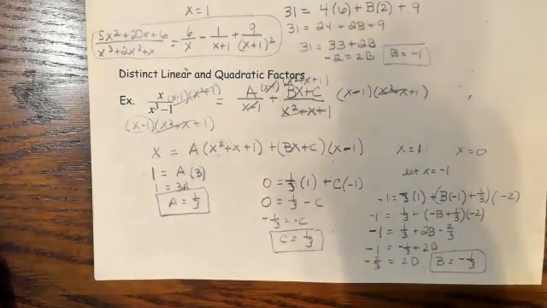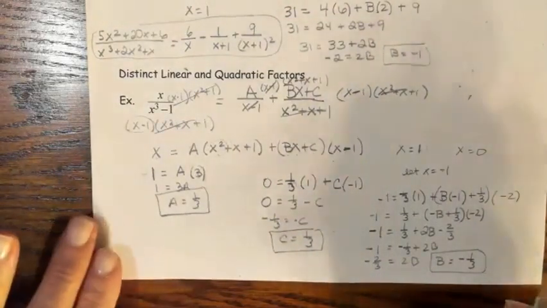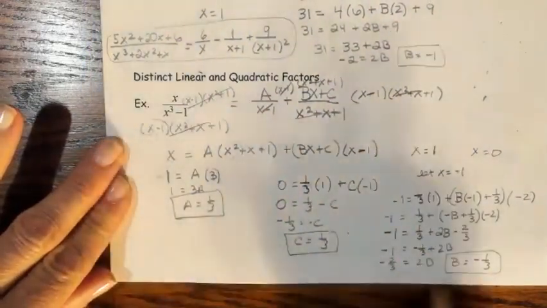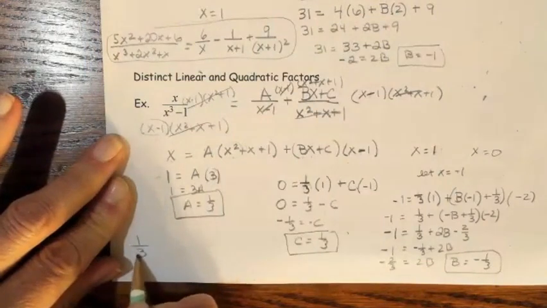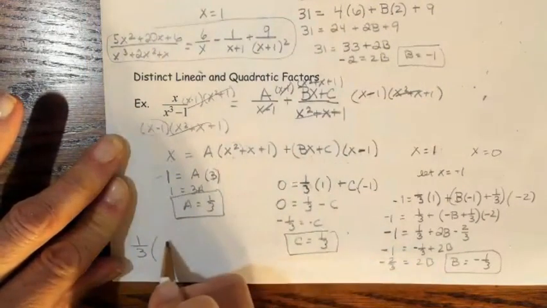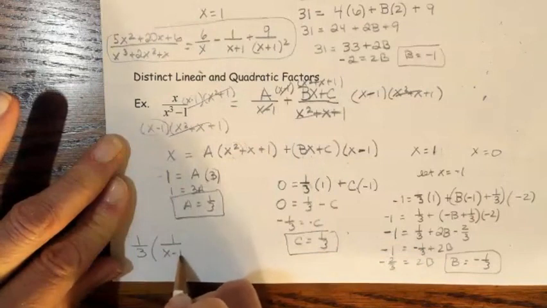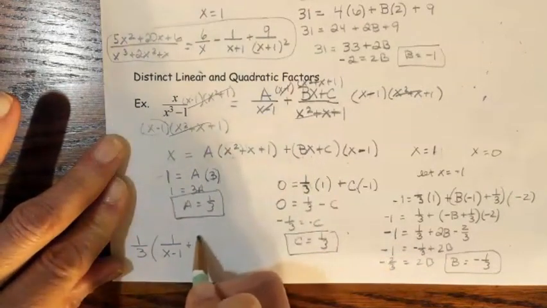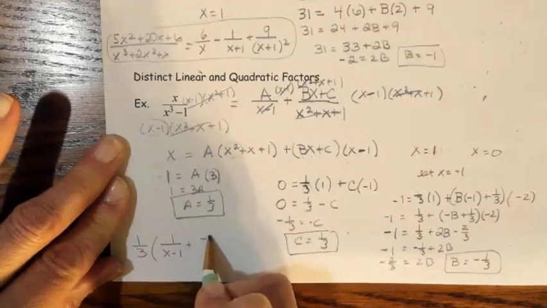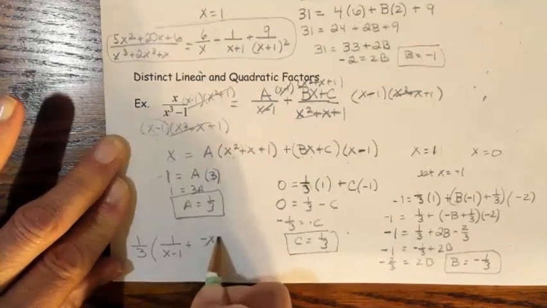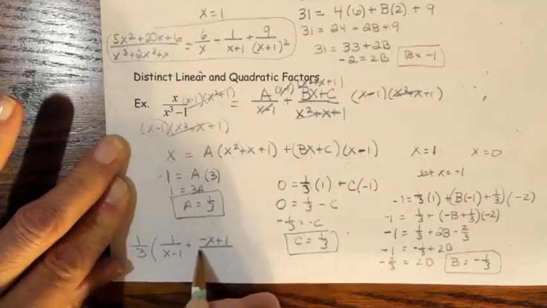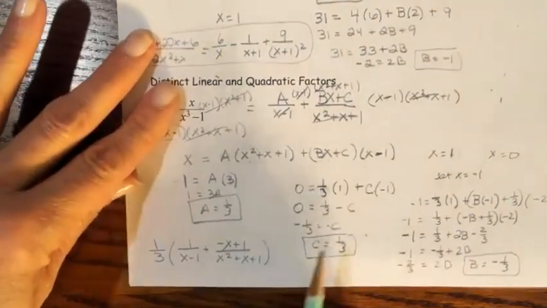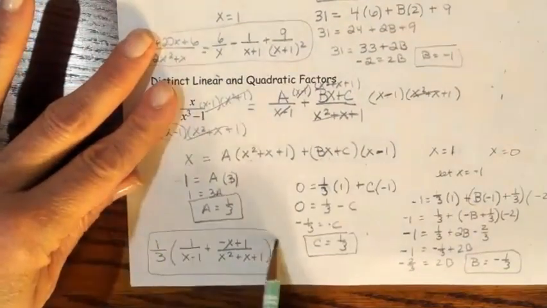And then your final answer is going to be, actually, I'm going to see how all of these factors have a 1/3 in them. I'm going to factor out a 1/3. So then a would be 1 over x minus 1 plus, and I'm just going to do negative x plus 1 over x squared plus x plus 1. And that would be your answer down there.